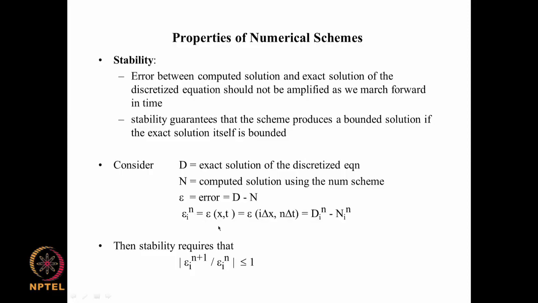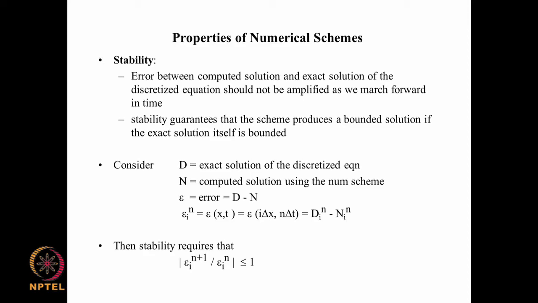is the computed solution at the same spatial location i and the temporal location n, and the error at the ith location at the nth time step is therefore given by the difference between the two, D_i^n minus N_i^n, as given here, and this error is going to change with time and is going to change with location. Okay. Stability means that the error at a particular location does not get amplified with time.